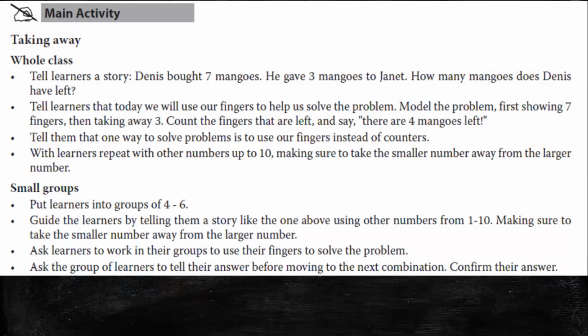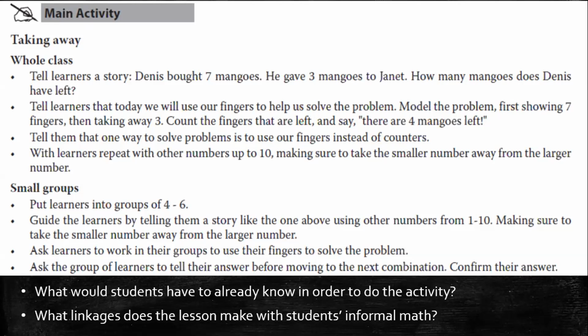I'd like you to think of yourself as teachers, and have a look at this part of the lesson and answer a couple of reflection questions. If you were the teacher, what would you say students have to already know in order to do this activity? And then what linkages does the lesson make with students' formal math? Take a minute to read through, and then maybe we can share either through the chat or, if you want to unmute, share answers to those questions.